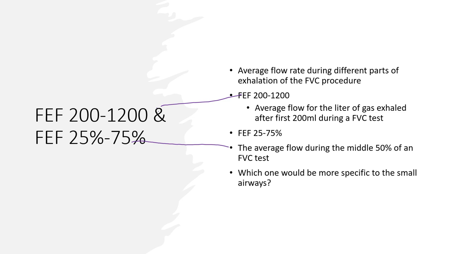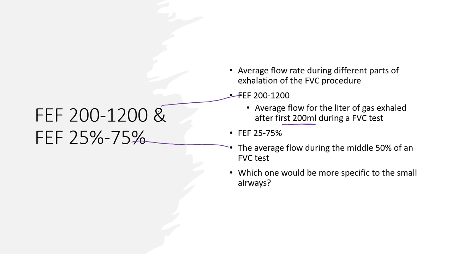That's the liter of gas that's exhaled after the first 200 come out. So that would be like your oropharynx, your laryngopharynx, those types of things. So you're exhaling, you're getting rid of that first 200 mLs. And then after that is when you start measuring a liter of gas. How fast did that liter of gas come out? Well, if that came out slowly, then that could tell us your large airways have an obstruction of some sort, whether it's a tumor in the trachea or something like that.